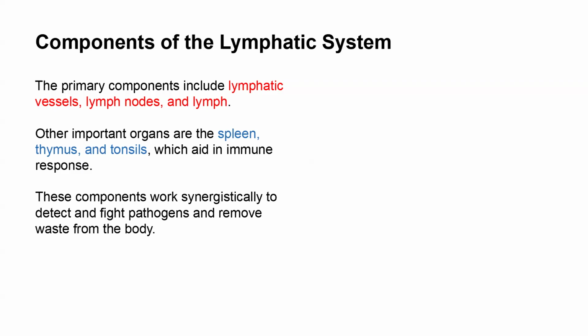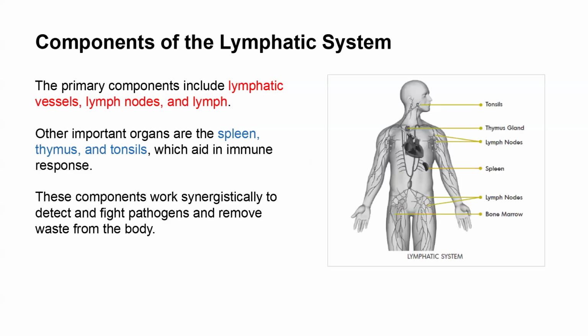These components work synergistically to detect and fight pathogens and remove waste from the body. It means that these different components work hand in hand, together, in order to detect and fight any pathogens as well as remove waste from the body that can cause problems. So these are the components of the lymphatic system: we have tonsils, thymus gland, lymph nodes, spleen, and then we have bone marrow. All these are the components of the lymphatic system.